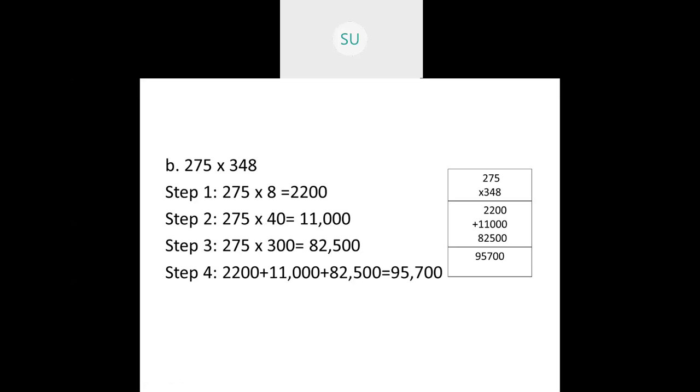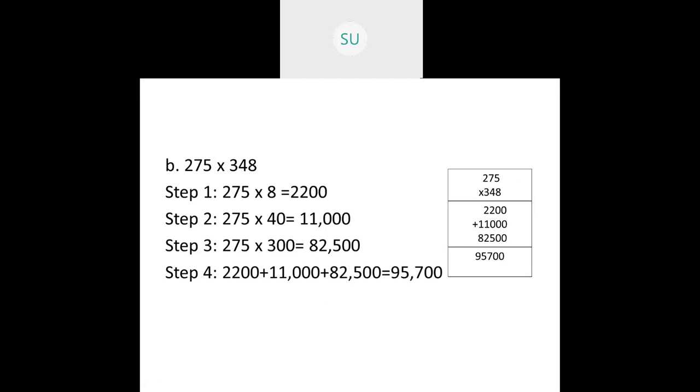4 is in tens place, so we multiply it with 40. So when you multiply it with 40, you'll get 11,000. Here 8 5s are 40, so we carry over 4. You write down all the carryovers when you're solving it in your books. I've just shown you all the steps and the answers. 275 into 40 gives you 11,000.